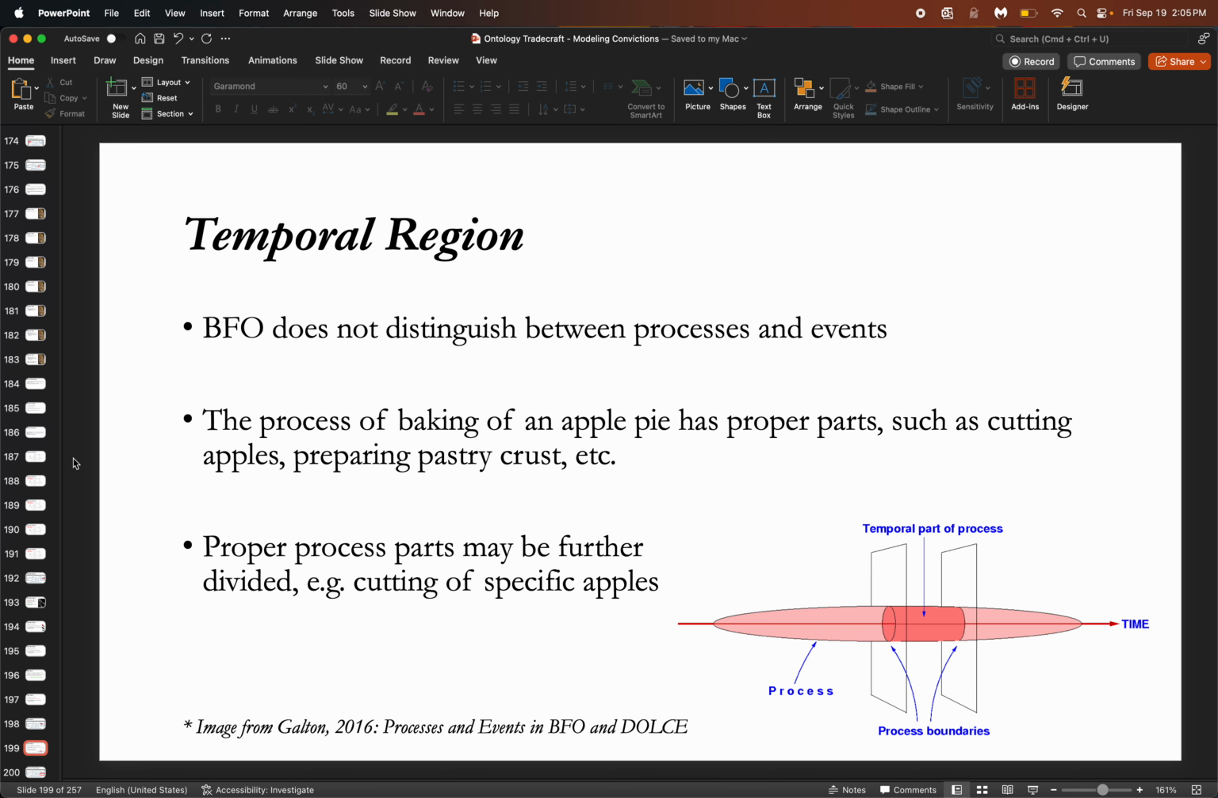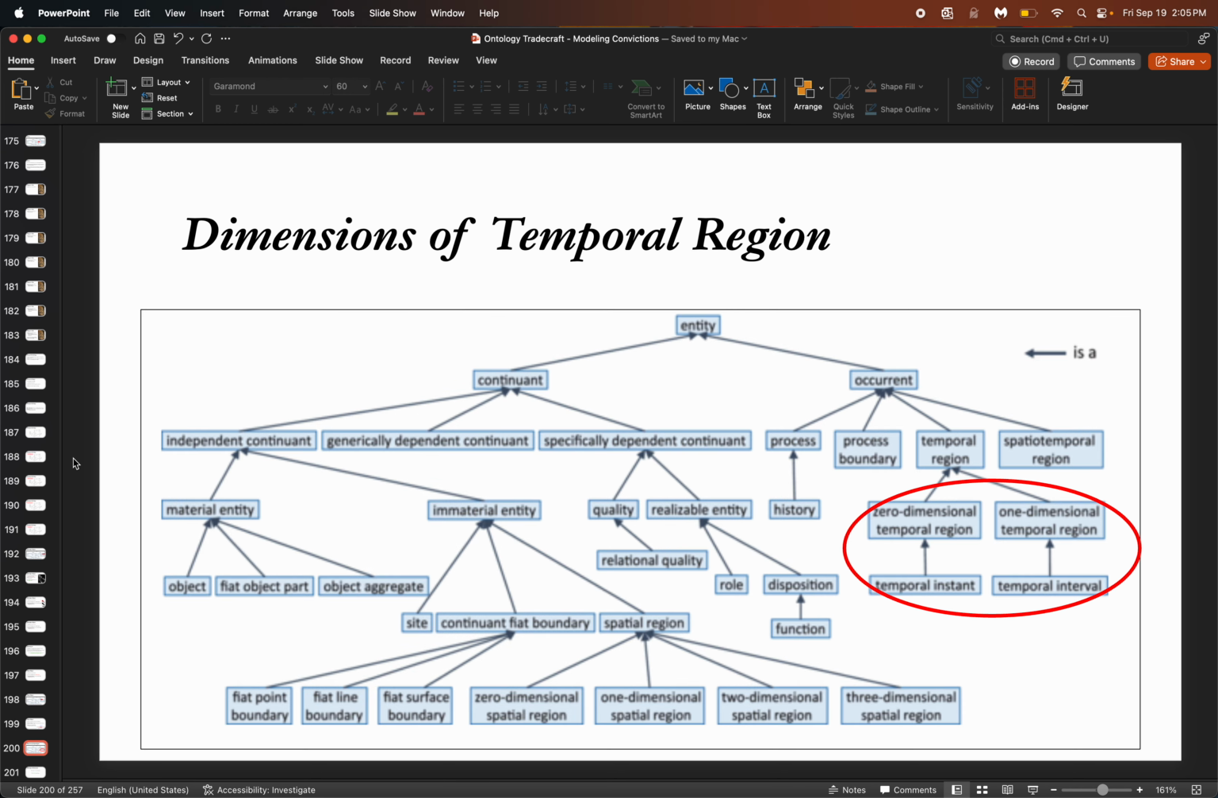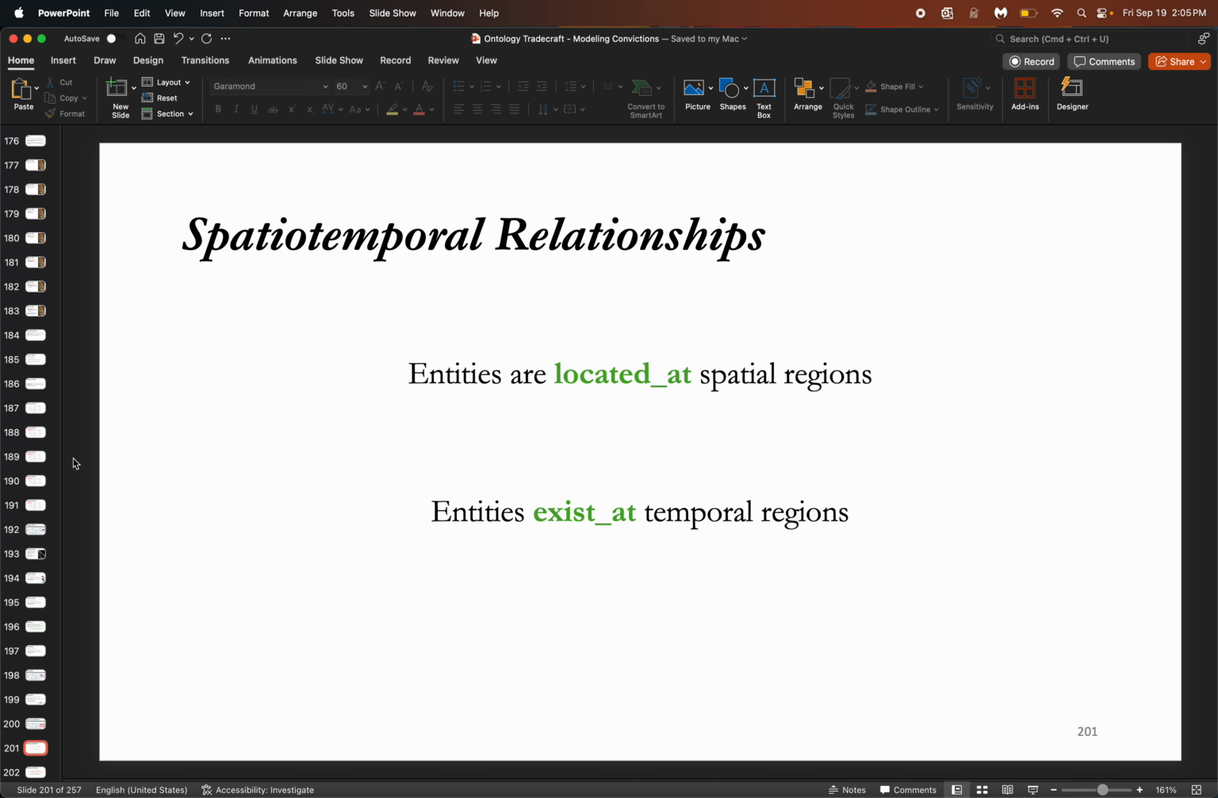So in BFO, we don't distinguish between processes and events. But we do have processes of baking an apple pie, and they have proper parts such as cutting and so on. And proper process parts may be further divided into, say, cutting of specific apples. And what we have here are boundaries, and we have temporal regions underwriting it, because this is where all this stuff happens. But in these temporal regions, we want to draw a distinction between points and intervals, and we do just that.